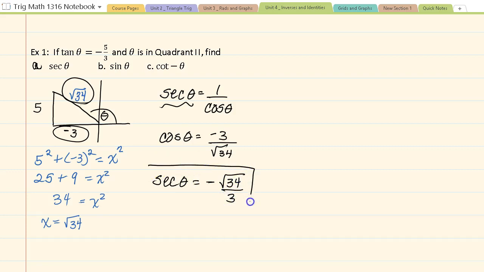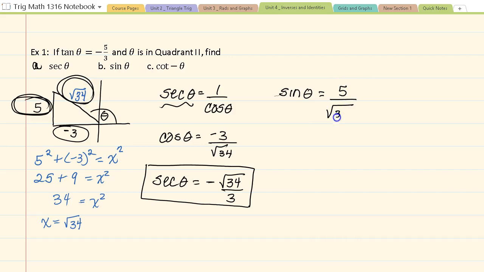So there was no need to rationalize the denominator because it actually became the numerator. So let's go find sine of theta. Remember, for sine of theta, that's going to be the opposite side over the hypotenuse. That's going to be 5 over the square root of 34. In this case, there is no flipping around, so we are going to rationalize the denominator.